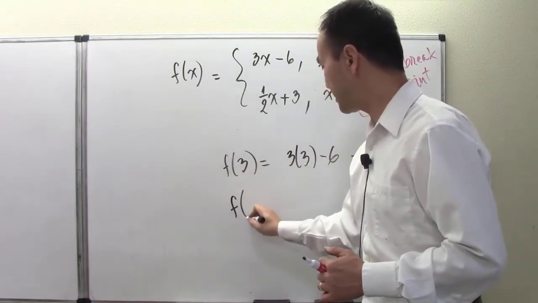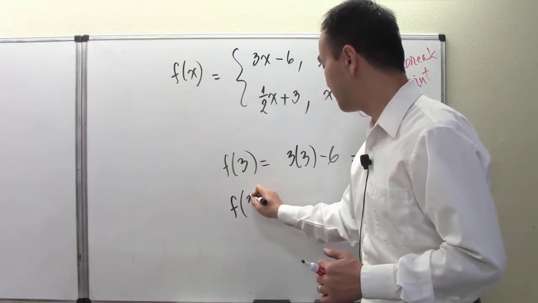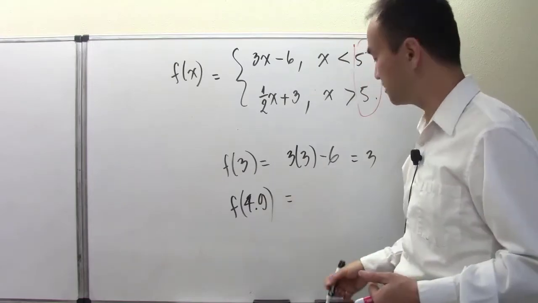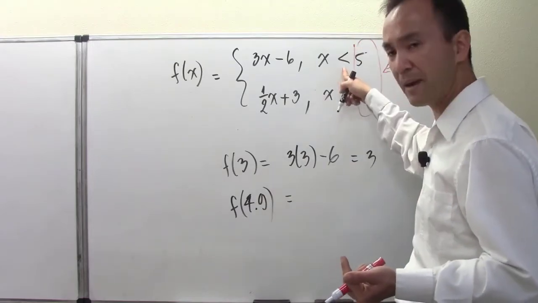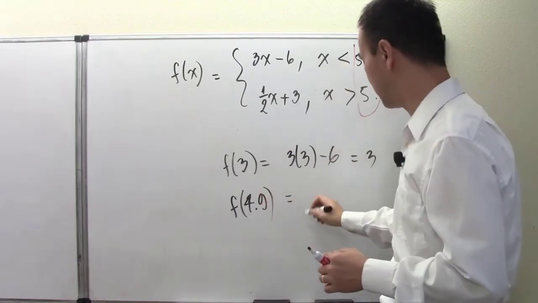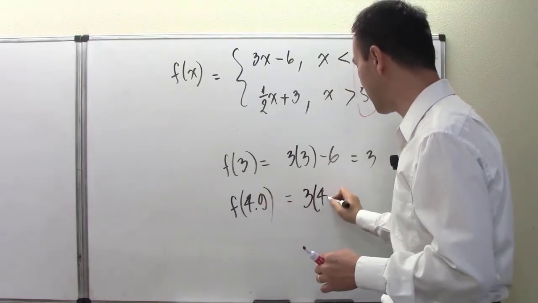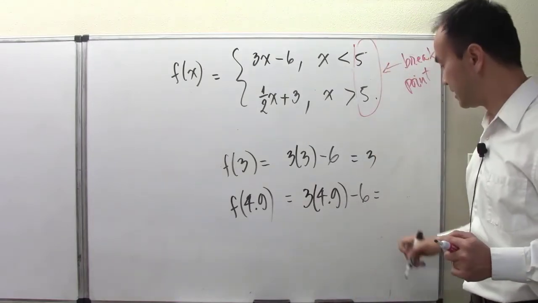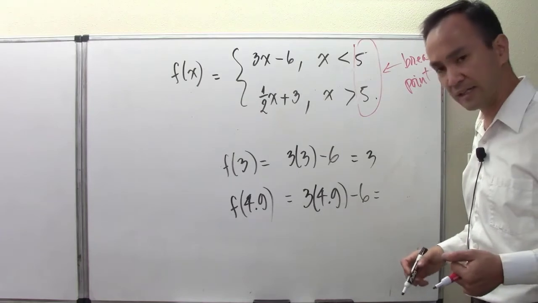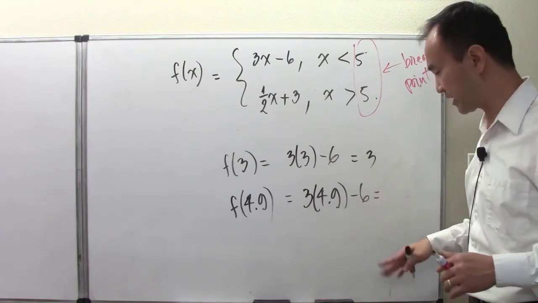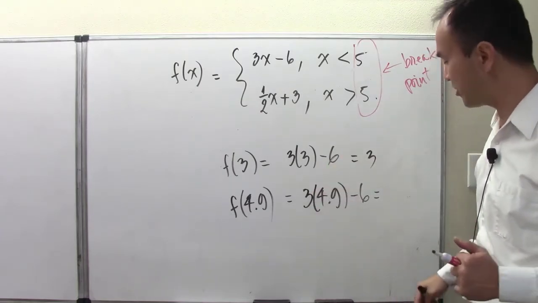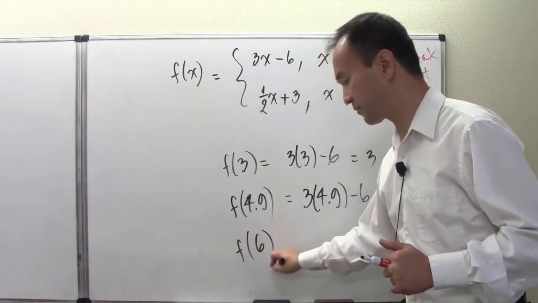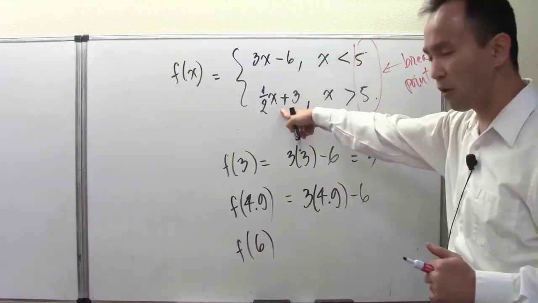Now if I choose x equals 4.9, for example, we're going to choose that piece because 4.9 is still less than 5. So 3 times 4.9 minus 6, and in this way we will definitely have a value other than 3. It's one exact value right there. Then when we go with 6, for example, we know that we have to switch over to this other rule right here.